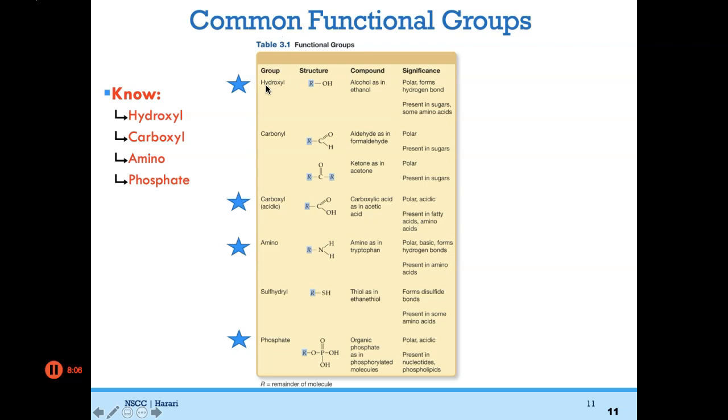For this class, you should know hydroxyl, that is OH. You should know carboxyl, carboxylic acid, C double bond OOH. You should know amino, and you should be familiar with phosphate as well. You can also see that there's a sulfhydryl group with a sulfur in it that's present in the cysteine amino acid, one of the amino acids.